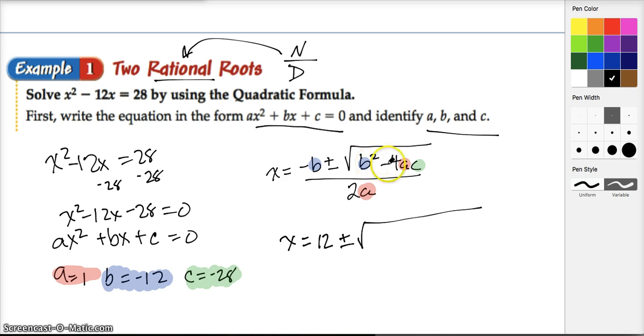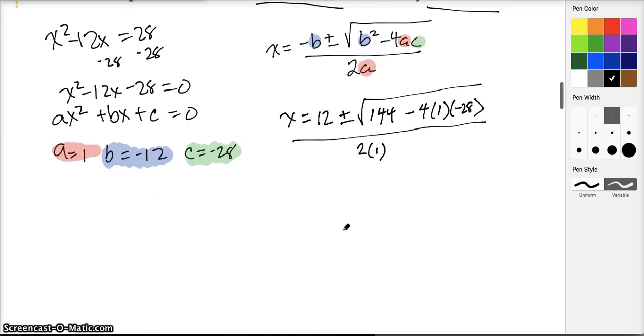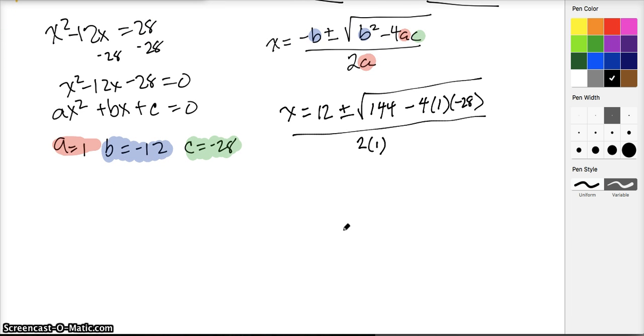Negative 12 times negative 12 is 144. Minus 4 times a, in this case 1, times c, which is negative 28. All of that is over 2 times a, which is 1. And now this is really just an exercise in simplifying a mathematical expression. What I like to do is deal with what we're going to later talk about as the discriminant, what's going on underneath the radical, first.